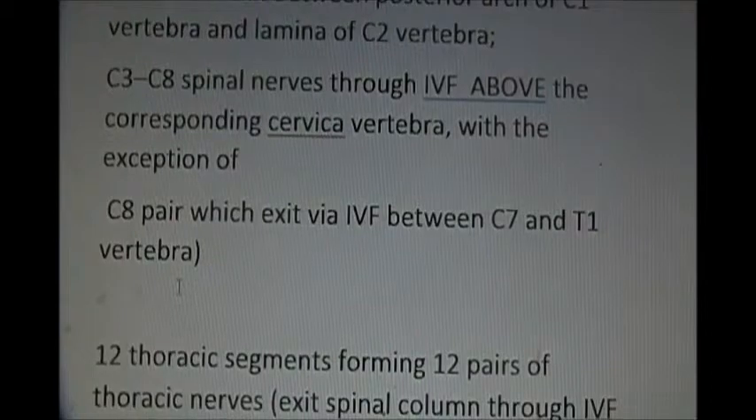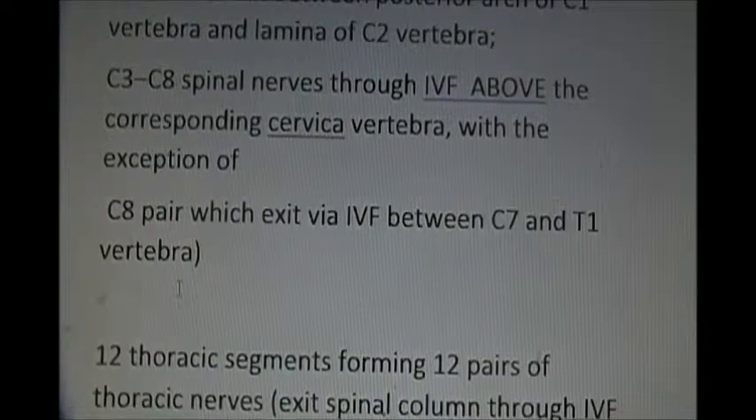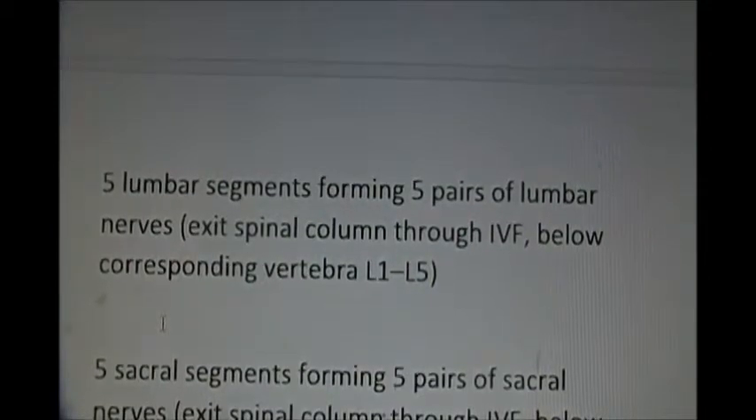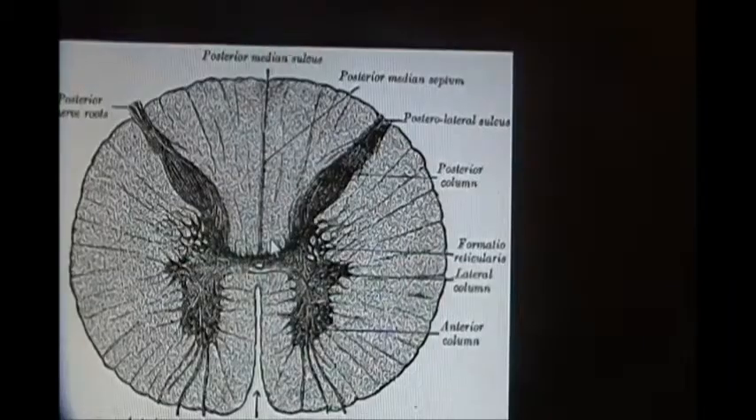The cervical 8 pair exits from the inferior intervertebral foramen between C7 and T1 vertebrae. There are 12 thoracic segments, 5 lumbar and 5 sacral. All of them arise below the corresponding vertebrae.